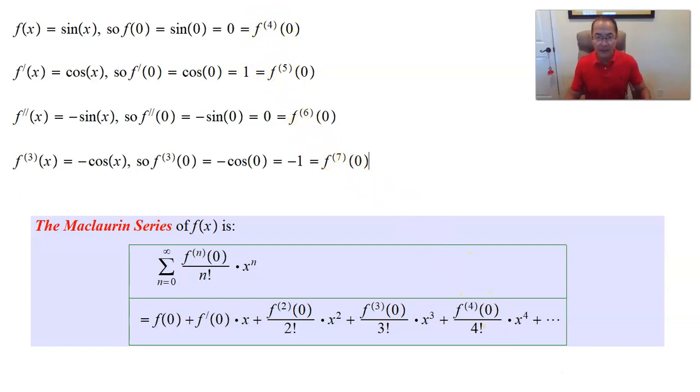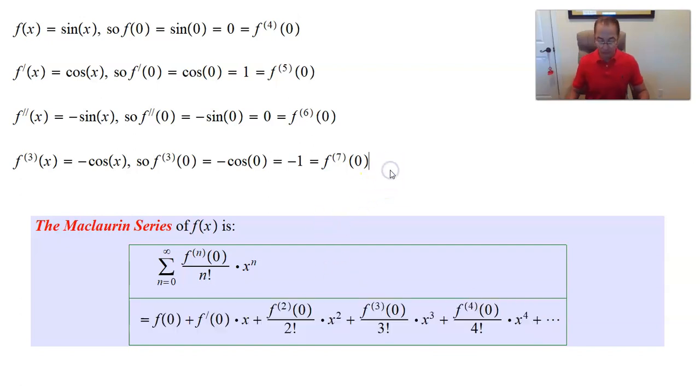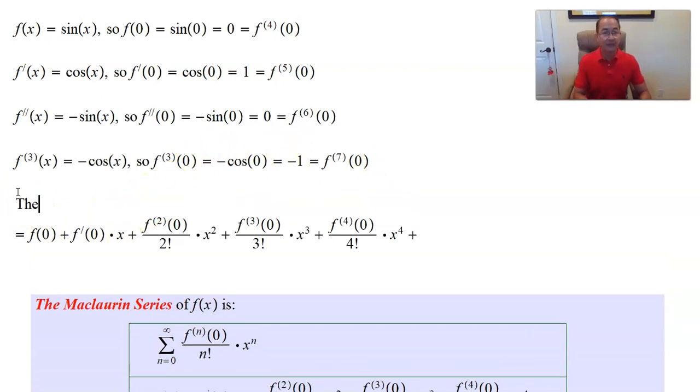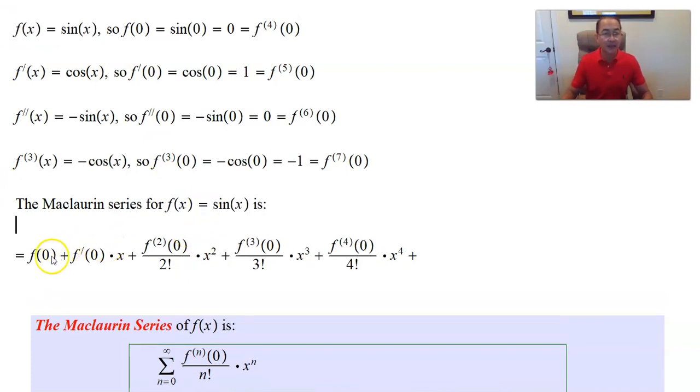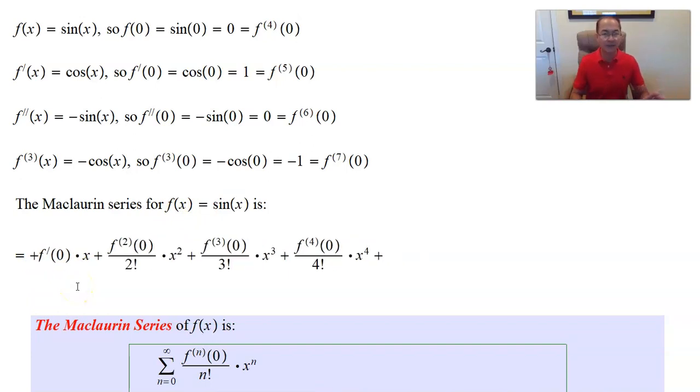So let's do that. Let's write this out. And let's go up to 7. Okay, and let's take a look at the pattern. What is the pattern that we are getting? Okay, so the Maclaurin series, let's label it. The Maclaurin series for f of x equals sine x is, okay, so f of 0 we know is 0, right? So why bother writing it?